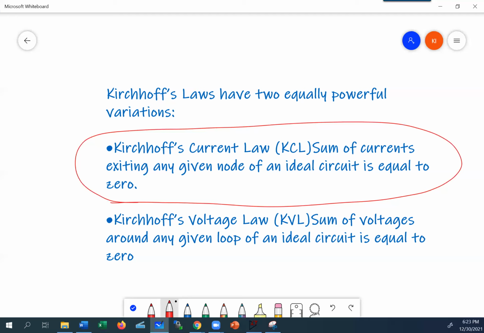It's just a variation on the current law, but they both can solve problems equally well. In some cases, Kirchhoff's voltage law may be easier. In some cases, Kirchhoff's current law may be easier. But they're both very, very powerful tools and allow us to analyze circuits of any size.